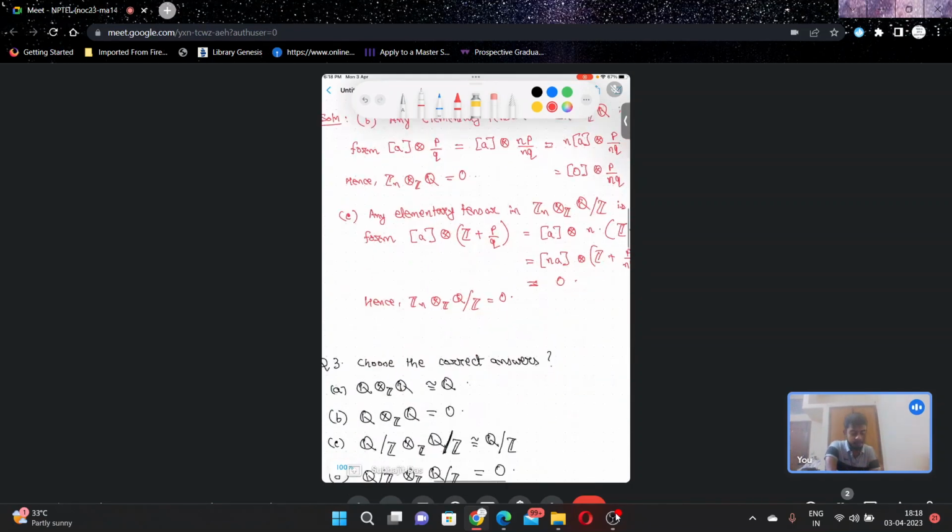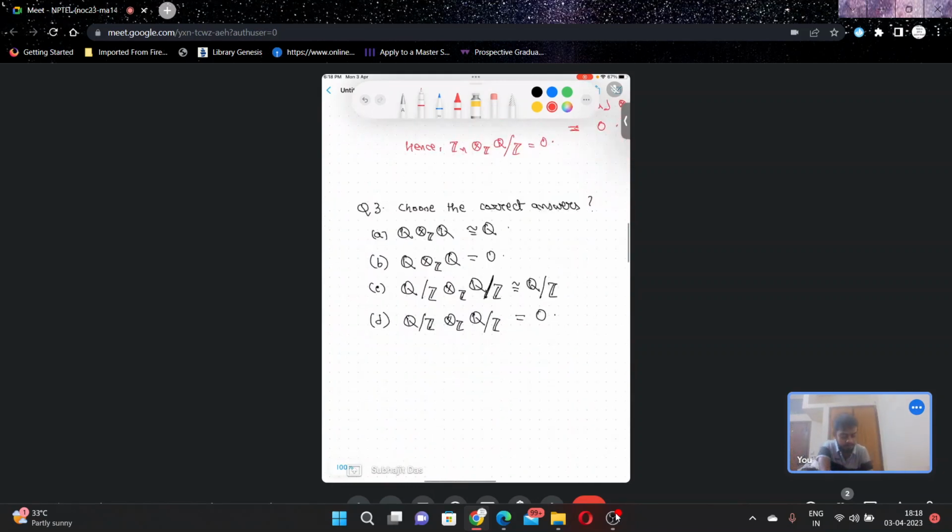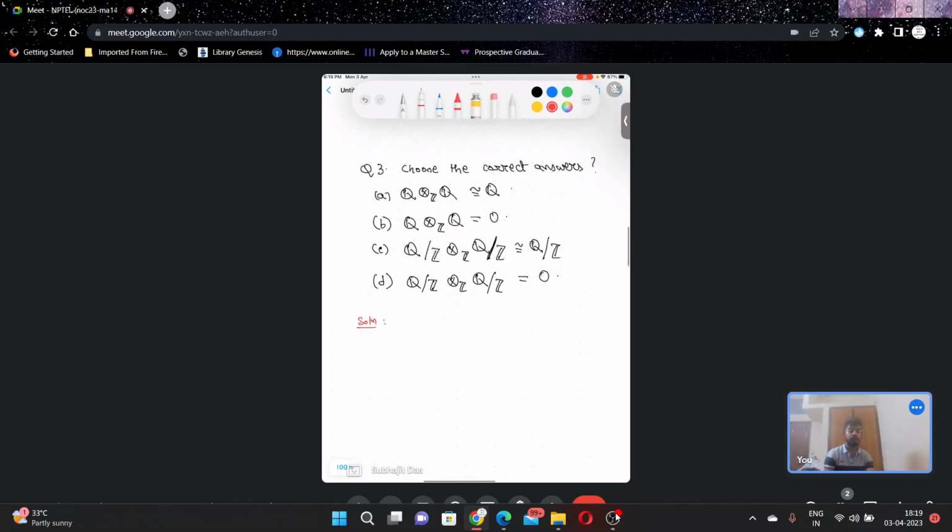So let us move on to the next problem. So we again need to choose which of the following are correct. First of all, Q tensored over Z with Q is isomorphic to Q. B says Q tensored over Z with Q is equal to 0. C says Q mod Z tensored over Z with Q mod Z is isomorphic to Q mod Z. And D says that Q mod Z tensored over Z with Q mod Z is equal to 0. Okay. Now let us first of all look at A.